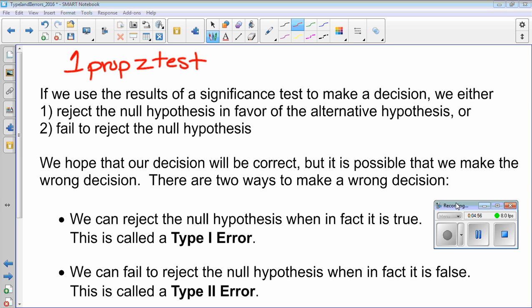So if I make a decision, there are two ways I can be wrong. I can make a decision and be wrong in two ways. And those ways are a type 1 error or a type 2 error, okay?